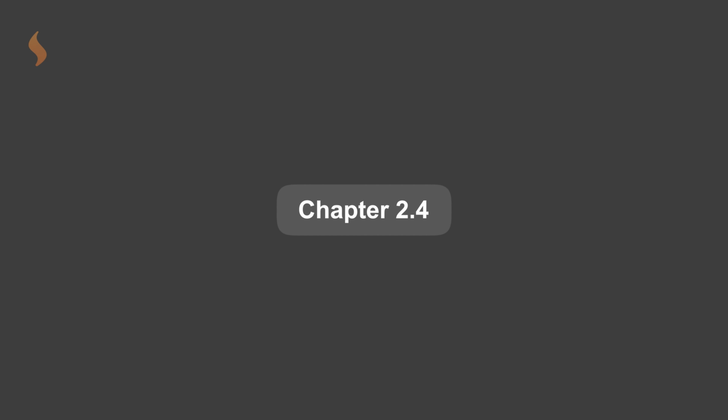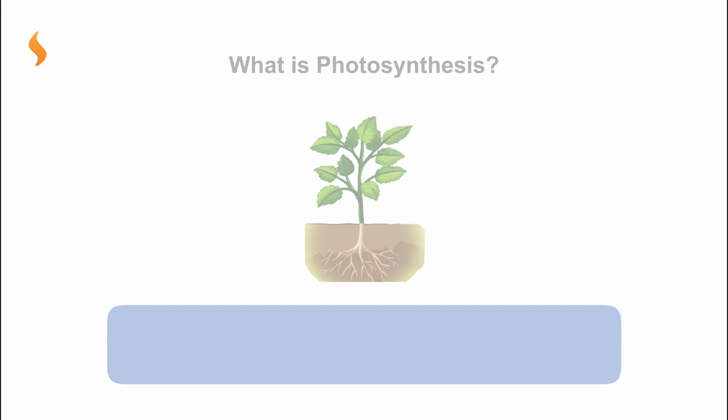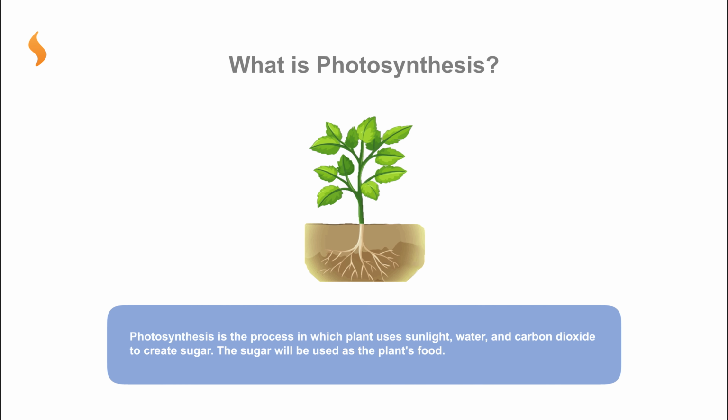In Chapter 2.4, we are going to discuss the main organs for photosynthesis. What is photosynthesis? Photosynthesis is the process in which plants use sunlight, water, and carbon dioxide to create sugar. The sugar will be used as the plant's food.